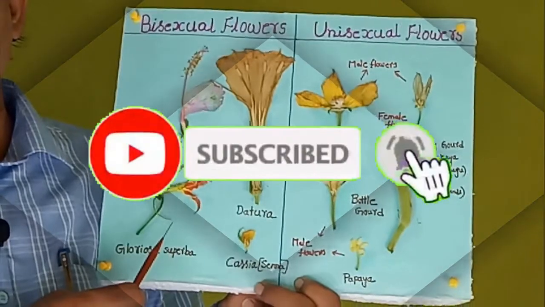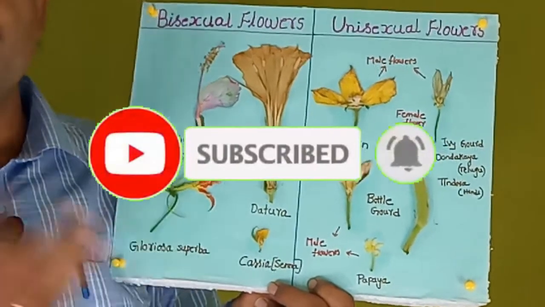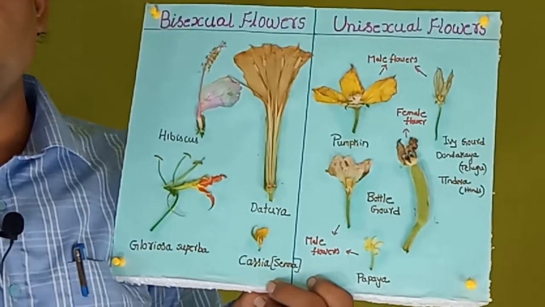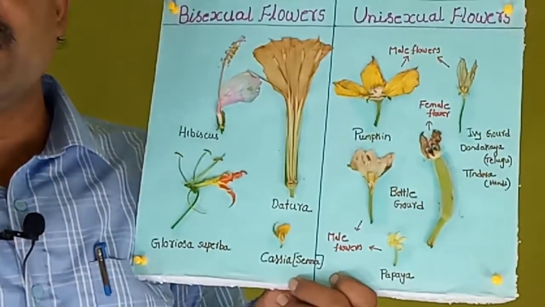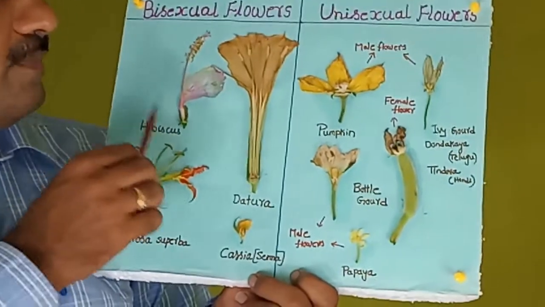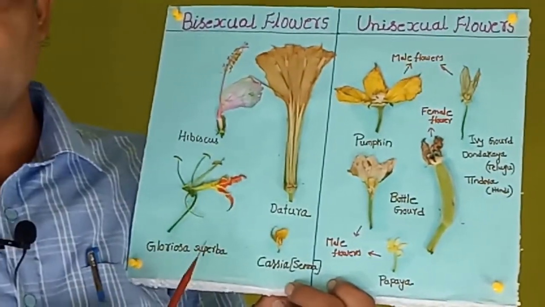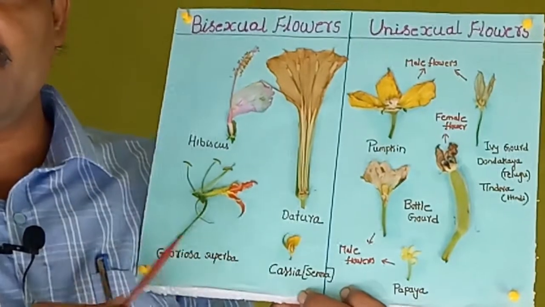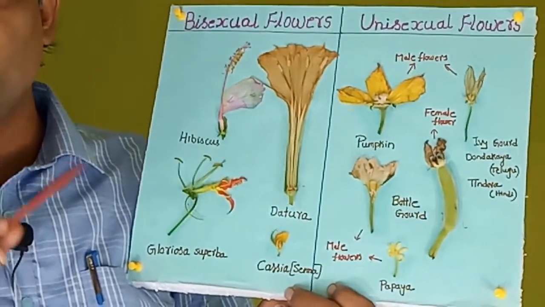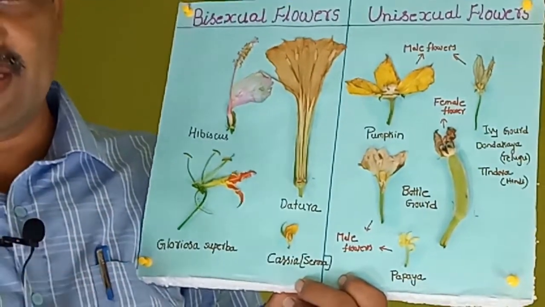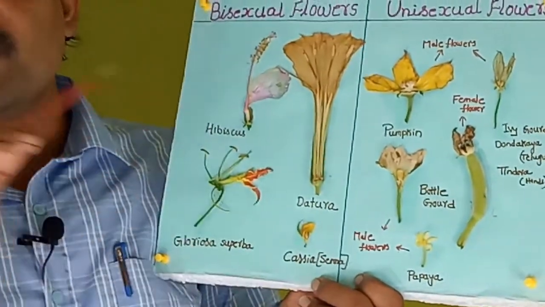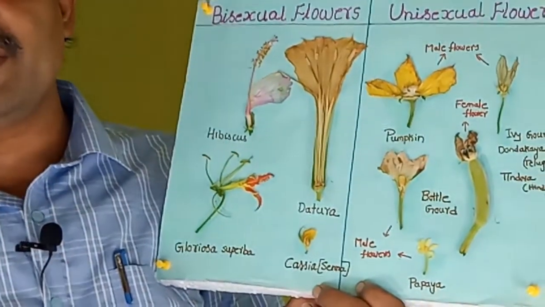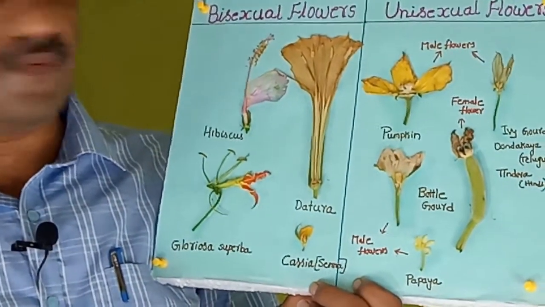Next, the concept of floral parts: we will discuss the sexuality of the flowers. We see a lot of flowers, and generally there are two types which we can see in our surroundings: bisexual flowers and unisexual flowers. A bisexual flower means the flower contains both androecium and gynoecium. If the flower contains only androecium or only gynoecium, it is a unisexual flower.